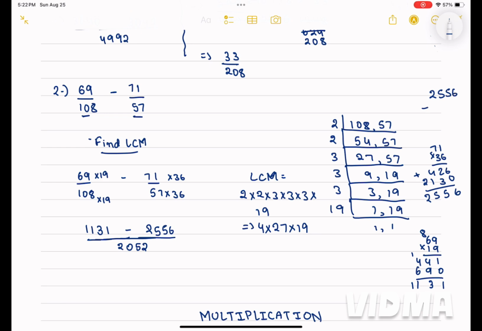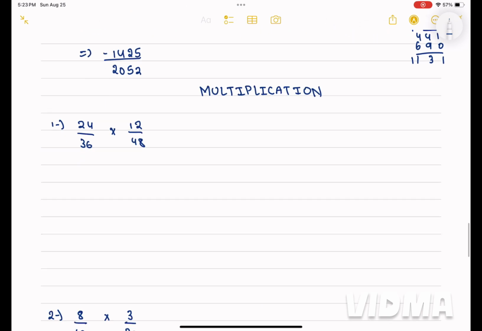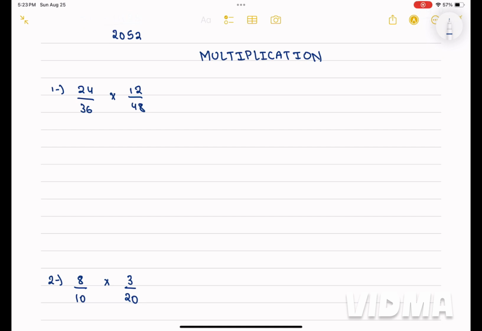The LCM of the given denominators is 2052. Let that be, and do the subtraction. It's a negative number. Interesting. That's the simplest form, so you leave it the way it is. It's negative, and make sure the negative sign is always on the numerator and not the denominator. Even if it's on the denominator, it always goes up to the numerator. So when you express your final answer, it should be near the numerator.